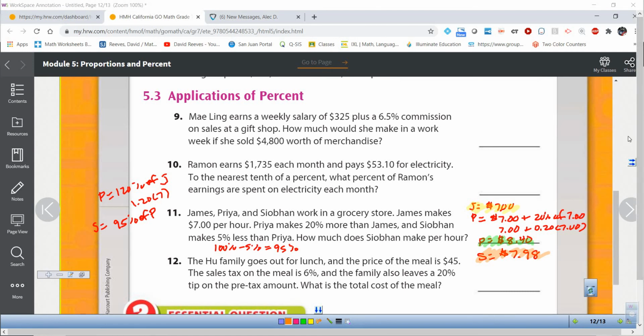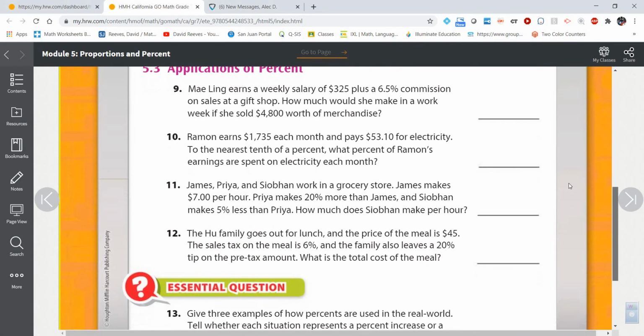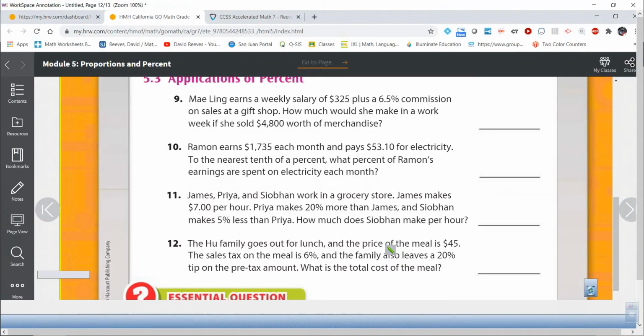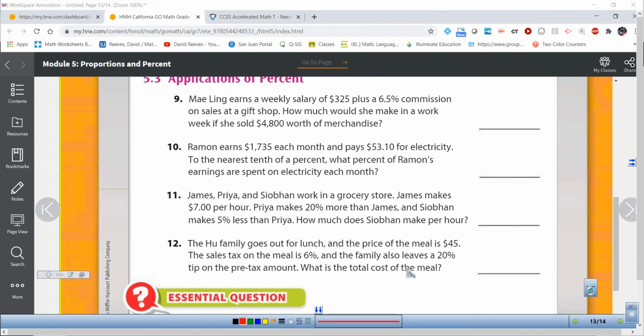All right, last one that we're going to do. It says the Hugh family, or the Who family? Who? Probably Who, not Hugh. The Who family goes out for lunch, and the price of the meal is $45. The sales tax on the meal is 6%, and the family also leaves a 20% tip on the pre-tax amount. What is the total cost of the meal?